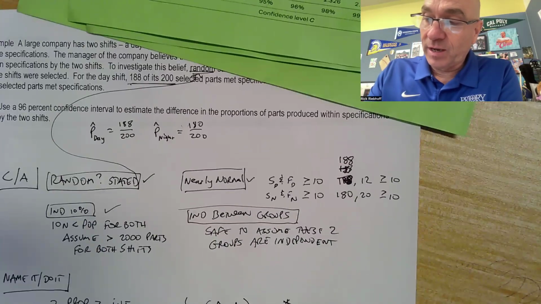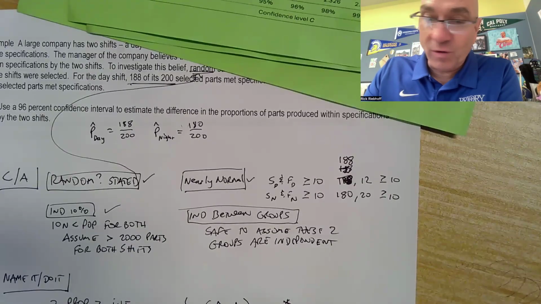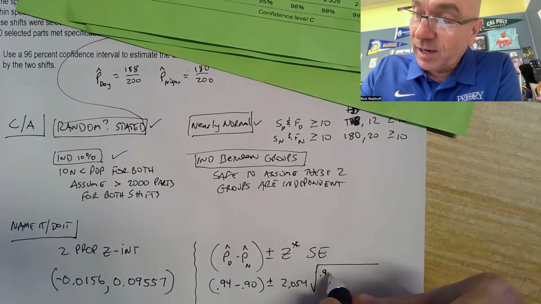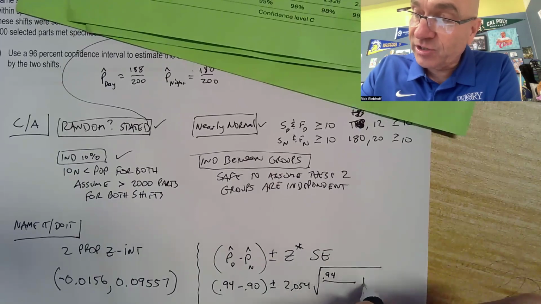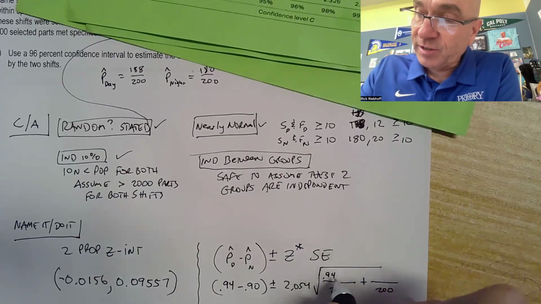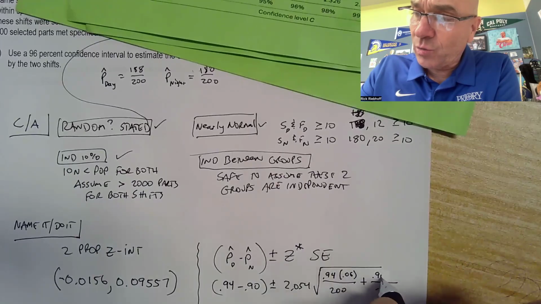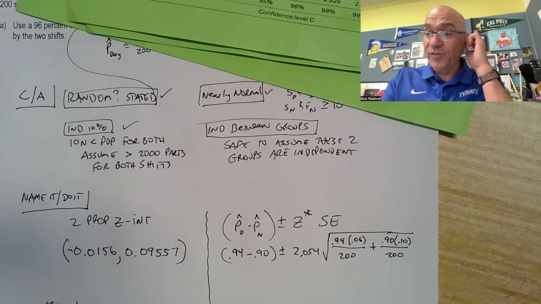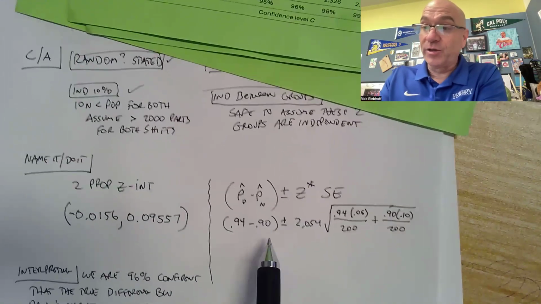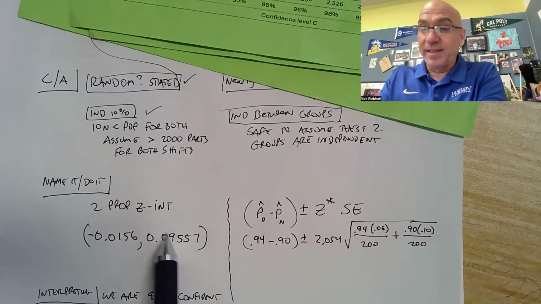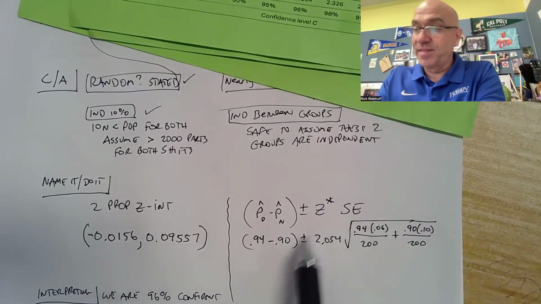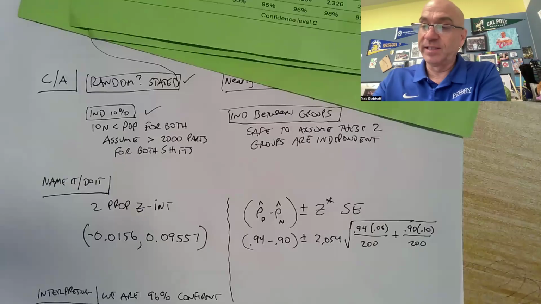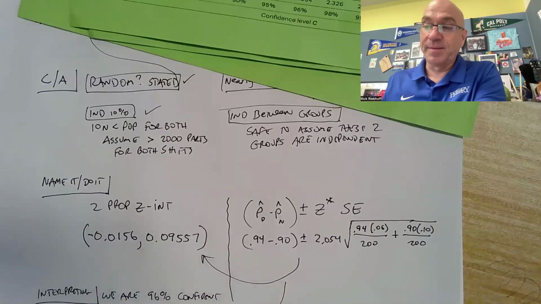Okay, so I'm going to go P hat 1, which is 0.94. The order doesn't actually matter in here because we're adding the two fractions together, right? And they're both over 200. So this is 0.94 times 0.06. This is 0.90, right, times 0.10. And there we go. And if you figured all this math out and you added this, you would get this. And if you subtracted this, you would get this, right? It's going to lead to the same things and the same interpretation.